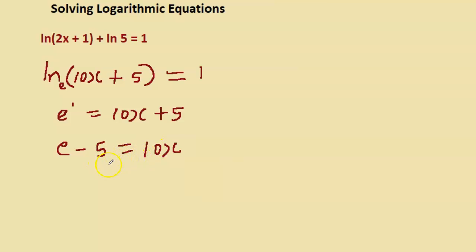And we need now the x by itself, right? So we need to divide both sides by 10. So 10 into 10, that's x. So this is e minus 5 divided by 10. And that's it. We can leave our answer just like that.